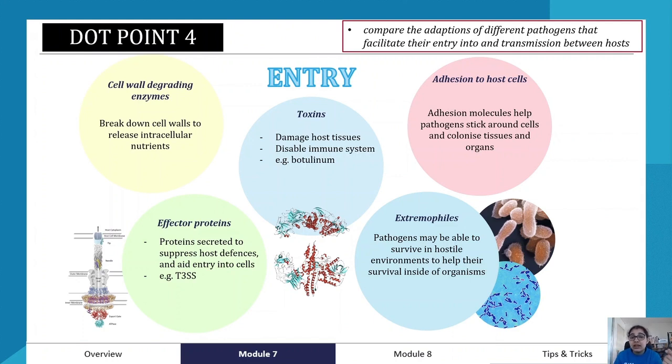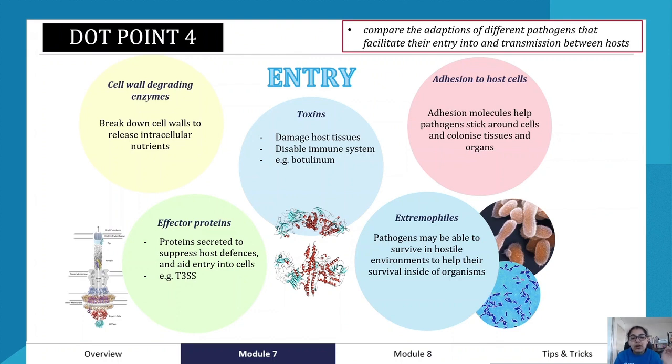Something very similar happens with the COVID-19 virus, where it has effector proteins that ultimately hijack the machinery of our cells. They mess with the protein synthesis and so on in order to actually gain entry into the cells.